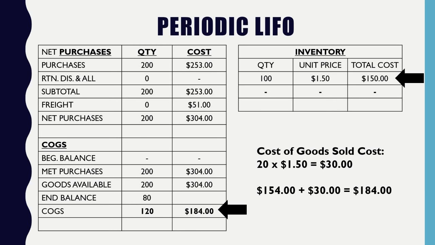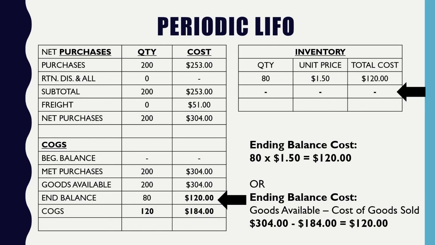But in this case, we only have one batch left, which was the very first batch that we bought. So I'm going to take my 20 units, multiply it by $1.50, and get $30 even. All right? So 154 plus $30 gives you a total of 184. And that's going to be my cost of goods sold. And then by subtracting that amount from our goods available, you should have at least 120 remaining.